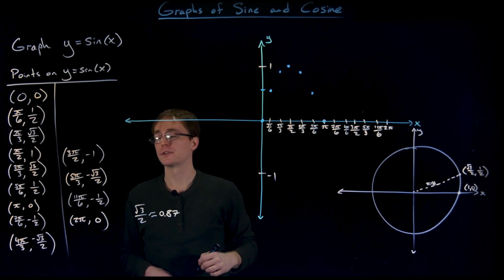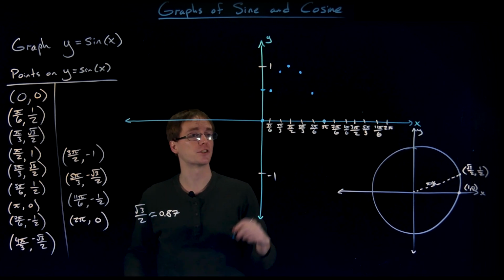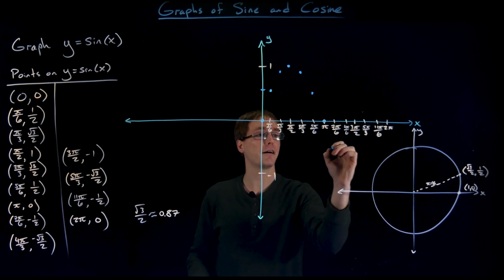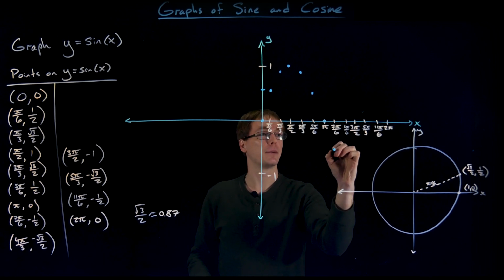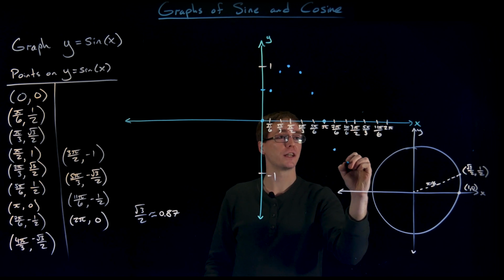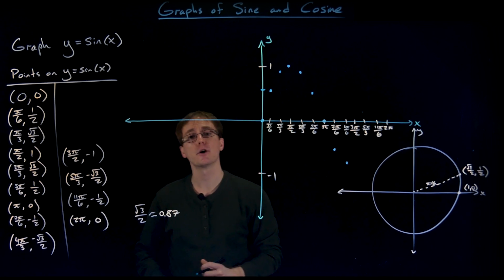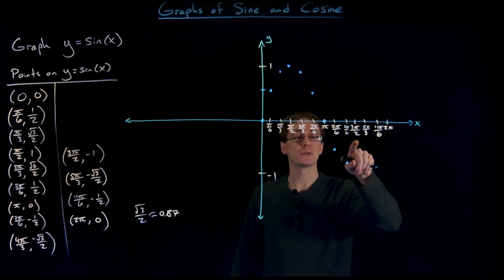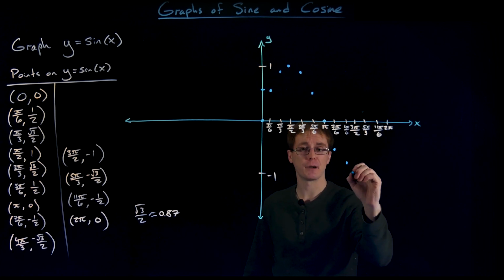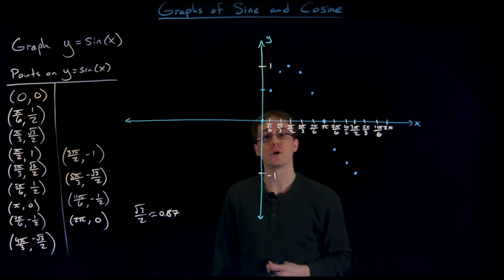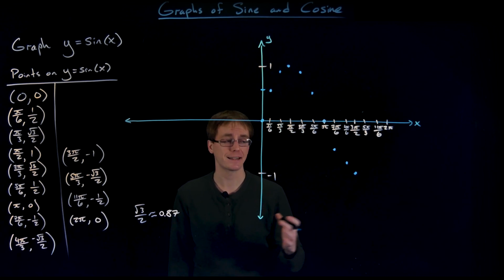Right, just reading our points off our table here. At 7 pi over 6, we go down to negative 1/2. That'll be right about here. 4 pi over 6 will put us at about negative 0.87, or negative square root of 3 over 2. So the next one up is 3 pi over 2, and sine of 3 pi over 2 is equal to negative 1. So we have to plot that point with coordinates 3 pi over 2 for x and negative 1 for y.